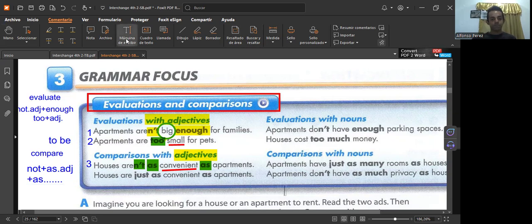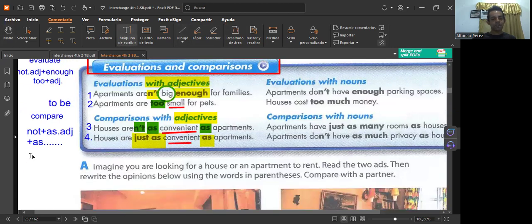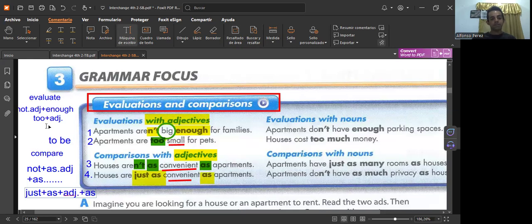For number 4, we do the same. We add just as convenient as apartments. So this is a positive. We use just as, and the word convenient is an adjective. So in our comparison with adjectives, we use just as, adjective plus as. And this is a positive. We have negative, positive. And the main verb we use for these constructions is the verb be when working with adjectives.